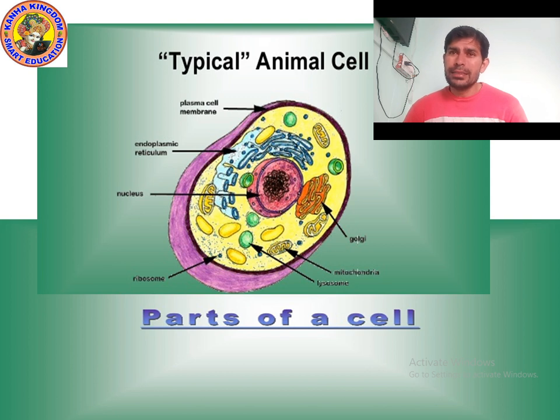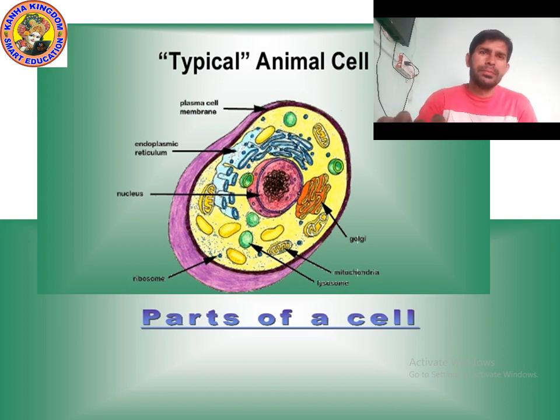The largest cell is the ostrich egg cell, which is 170 in diameter. And the smallest cells are called mycoplasma, which are about 0.1 micron in diameter. Okay.